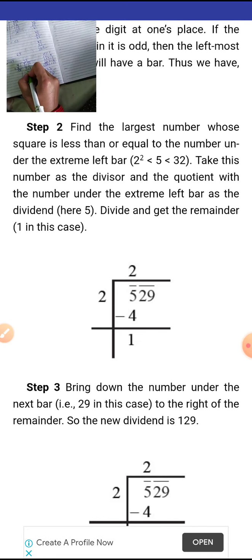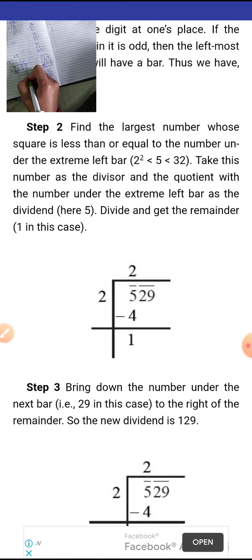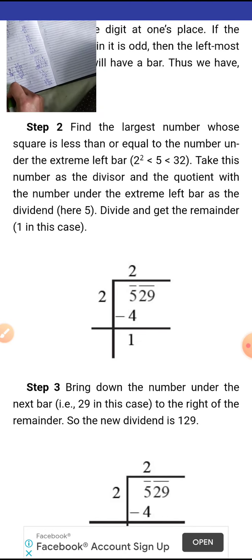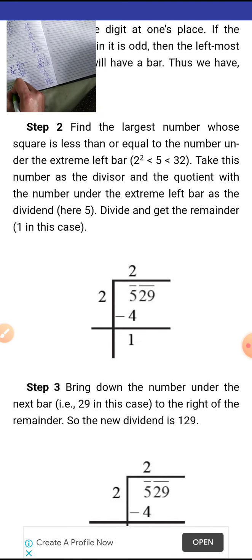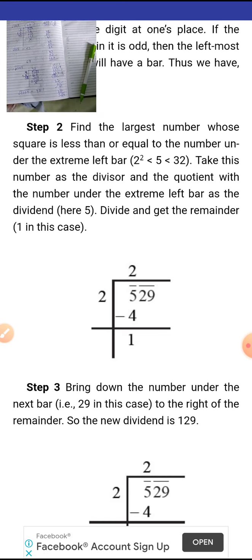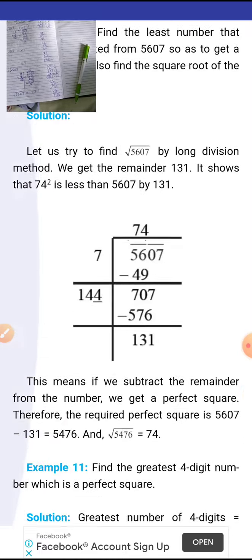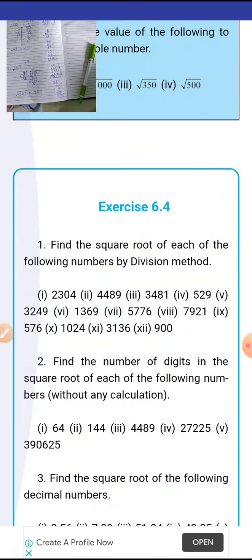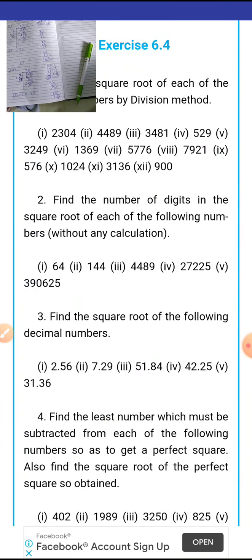After multiplication we have 704 and there are no digits left in the remainder, so square root of 2304 is 48. In this way you can find out the square root of the remaining parts of first question. So now do all the parts of this question by yourself.